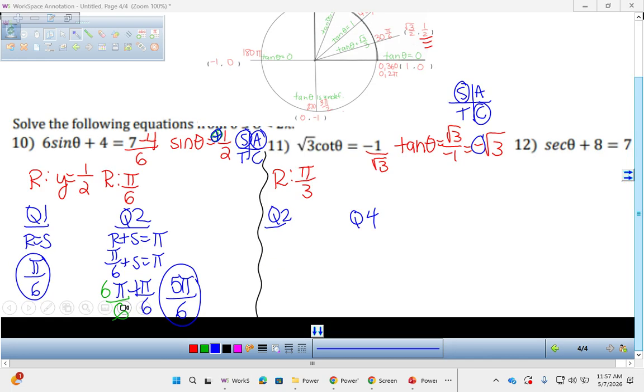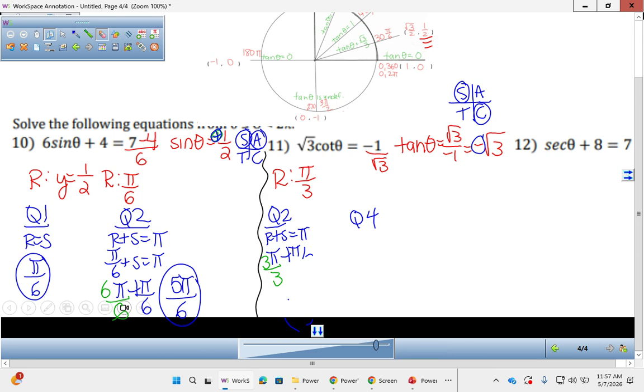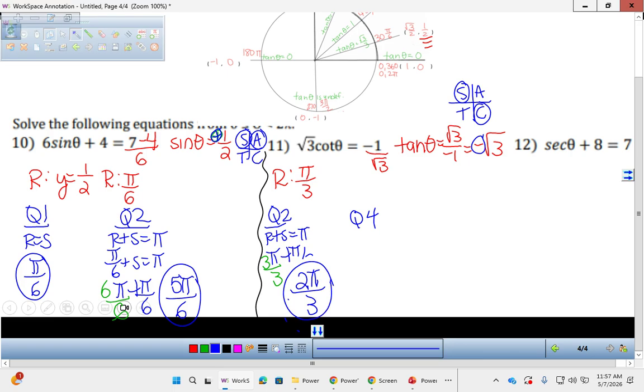In quadrant 2, I know the two angles added together equals a half circle, or pi. And so I am going to do pi minus pi over 3 to get s alone here. And if I put a 3 in the bottom, I have to put a 3 in the top. So 3 minus 1 is 2 pi over 3 for my first answer. That does not look like 2 pi over 3. Let me fix that. 2 pi over 3.